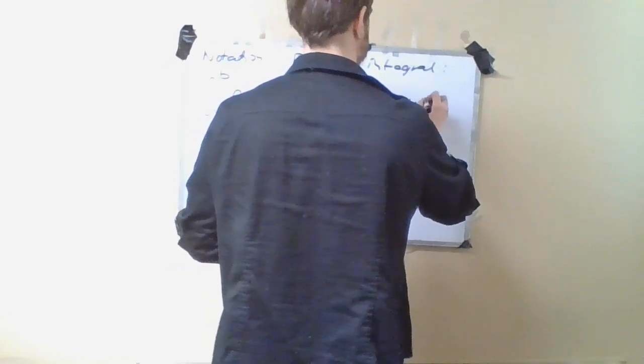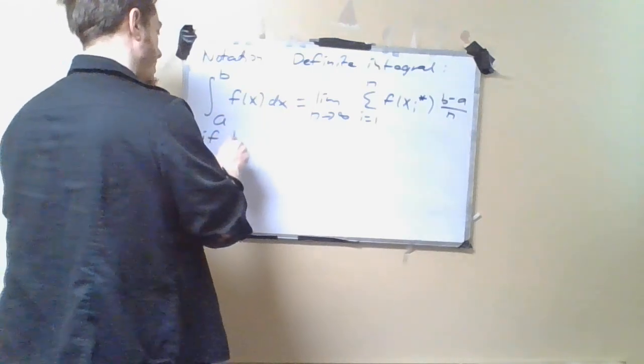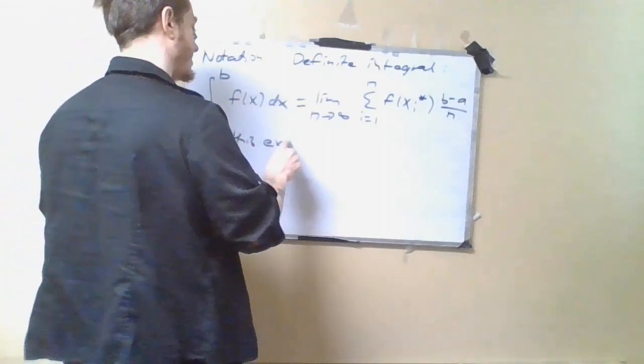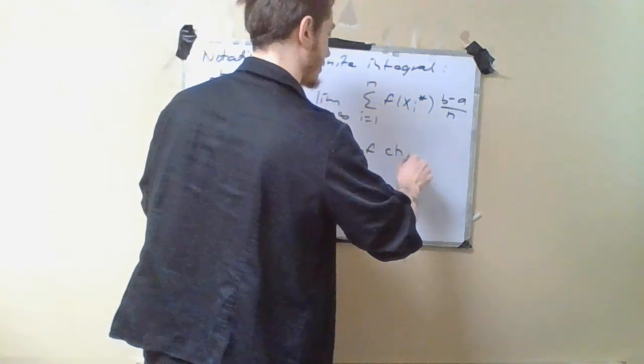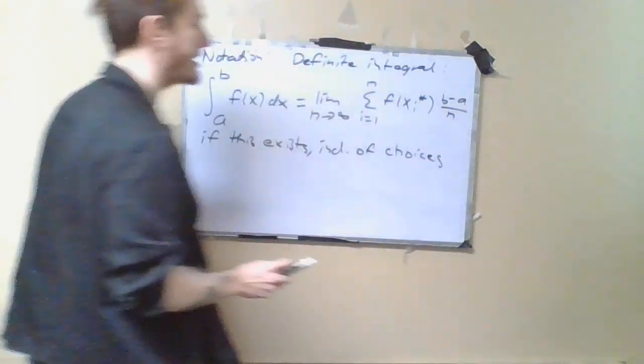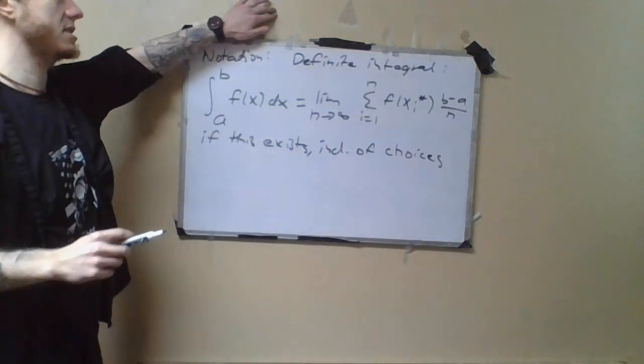So there are two ways of defining this. This is equal to the limit as n goes to infinity of the sum from i equals 1 up to n, f of x_i star times (b minus a) over n, if this exists independent of choices. So that is our first big thing. Does this exist independently of choices?